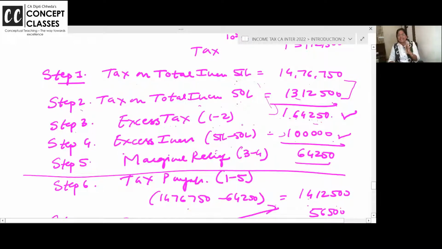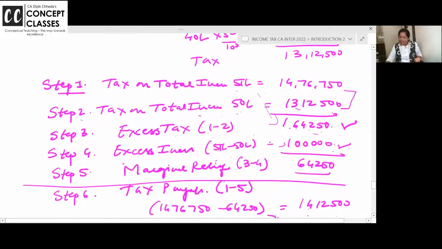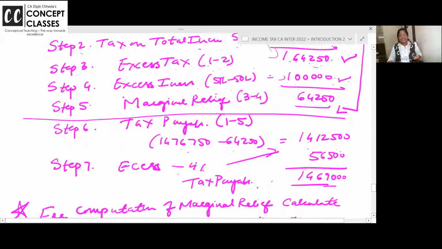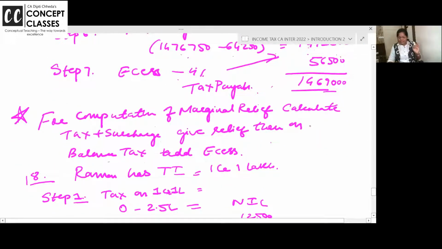Excess tax minus excess income is relief. When this becomes negative, you won't give relief. So if the income is 58 lakhs, this will become negative. Income will be 8 lakhs excess, 50 and 58. Tax nahi hoga, to relief nahi aayega. Once you get relief in the original income, give the relief and add the ESES. And a booster point you have to remember: for computation of marginal relief, calculate tax plus surcharge, give relief, then on the balance add the ESES.